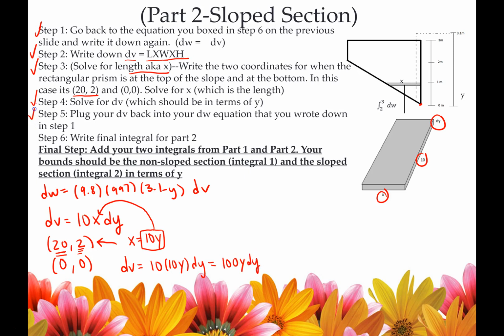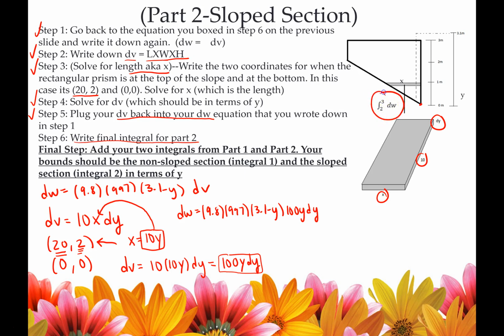And now step 5 tells me to plug my dV, now that I have it solved for, back into my dW. So this is going to go up into here because that's my dV, and so my dW is going to be equal to the following. There we go. So that's my dW, and now I get to write my final integral for part 2.